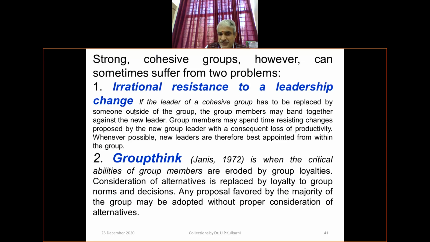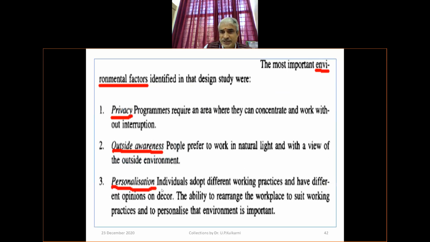Now look at groupthink, right? Many times what happens is that the critical abilities of group members are eroded by group loyalties, and consideration of alternatives is replaced by loyalty to group norms and decisions. Any proposal favored by the majority of the group may be adopted without proper consideration of alternatives, right? So please try to look into that. These are the experiences that you get as and when you become group members and work in a group.